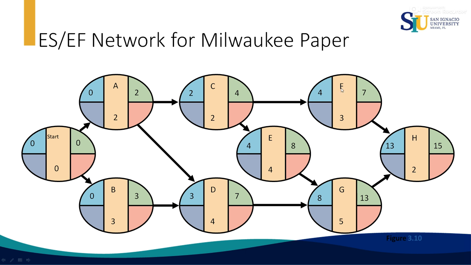Activity F goes after activity C. Then the early start here is 4, plus 3 is 7. Activity G is after E and D. The maximum between the finishes of E and D, 8 and 7, is 8, plus the duration of G, which is 5, is going to be 13. And then activity H is the maximum between 7 and 13, which is 13, plus 2 is 15. Then we know that the duration of the project is going to be 15 weeks.